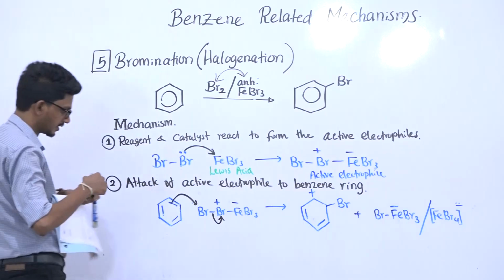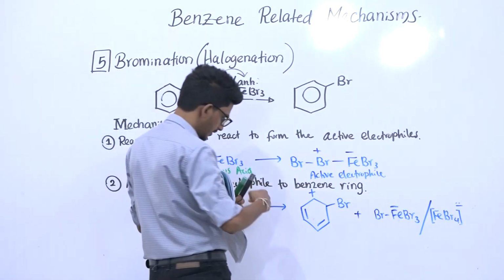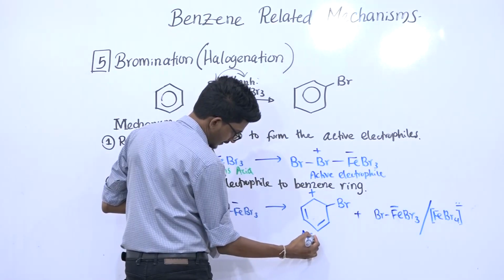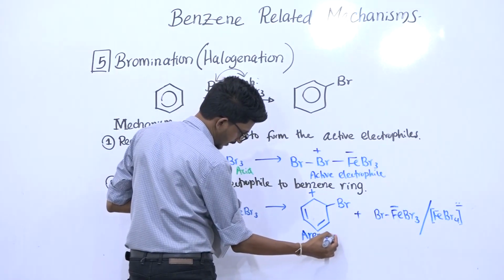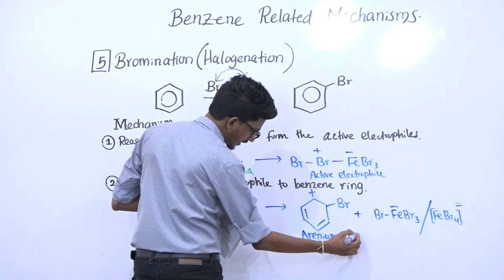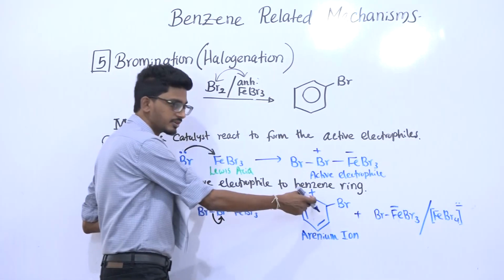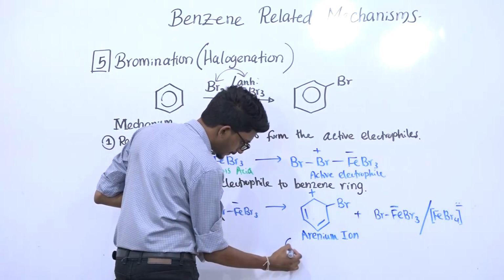This is referred to as the arenium ion, anything. Arenium ion. It's a carbocation, right? Remember that it's a carbocation. The positive charge is on the carbon, so it's a carbocation intermediate.